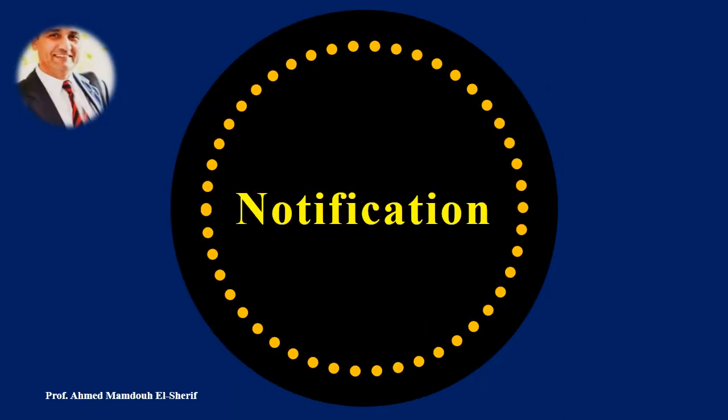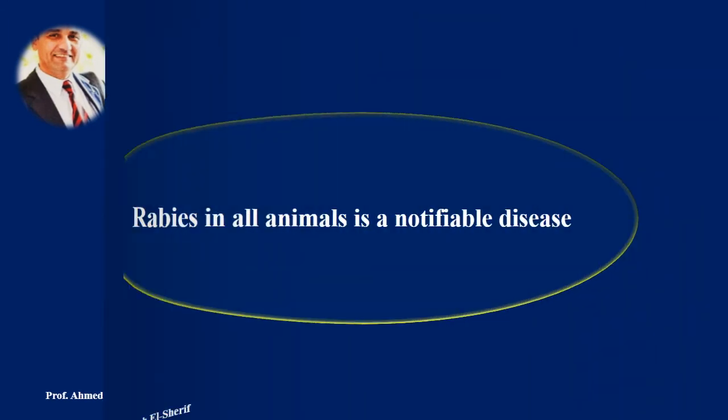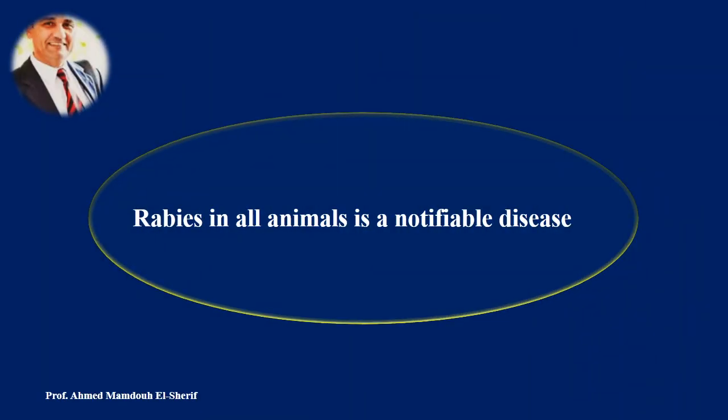Notification. Rabies in all animals is a notifiable disease. According to OIE, camelpox is a notifiable disease.